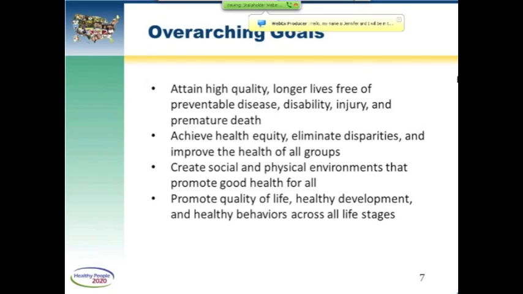The overarching Healthy People goals for the decade are to attain high-quality, longer lives free of preventable disease, disability, injury, and premature death; achieve health equity, eliminate disparities, and improve the health of all groups; create social and physical environments that promote good health for all; and promote quality of life, healthy development, and healthy behaviors across all life stages. Each of Healthy People's 1,200 objectives were developed with each of these overarching goals in mind. You can visit healthypeople.gov to find out more about Healthy People's vision and mission.